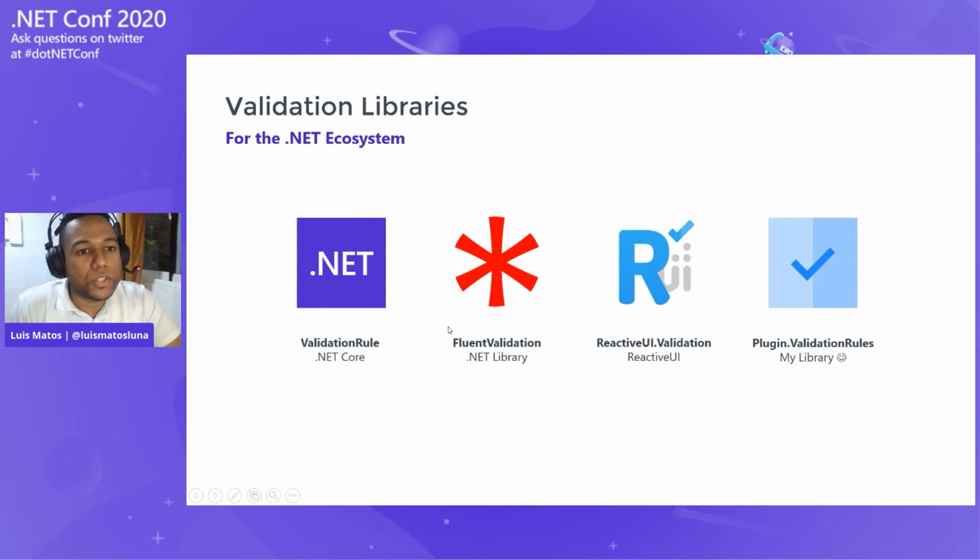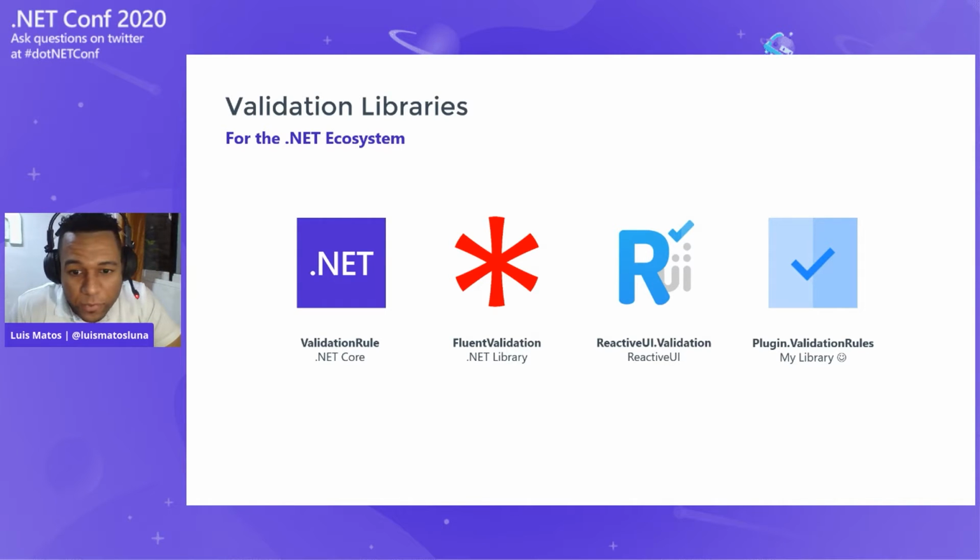In the .NET ecosystem, we have different validation libraries. For example, in .NET Core, we have the class ValidationRules. By default, in the System.Windows.Controls namespace, we have a ValidationRule class that you can use in your app. On the other hand, we have the most popular validation library for the .NET ecosystem, called FluentValidation. Everybody knows this library. It's well known.